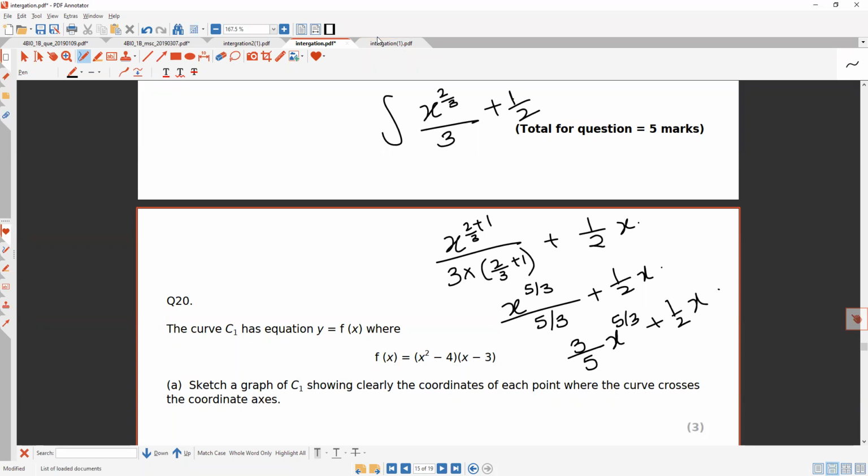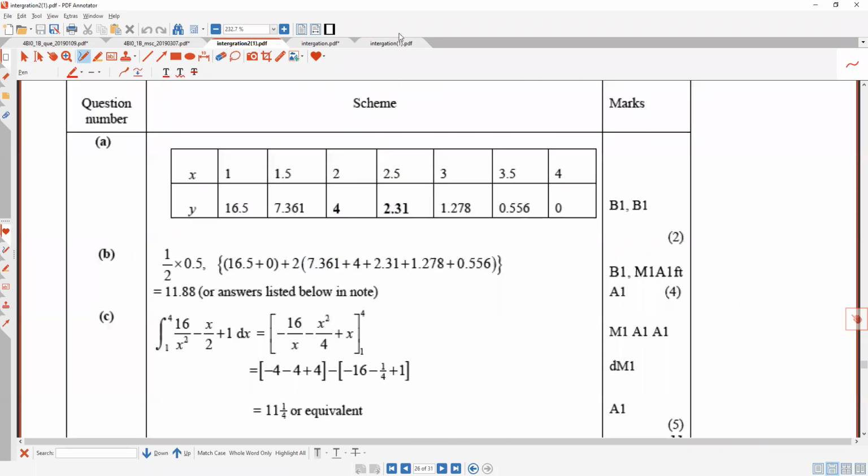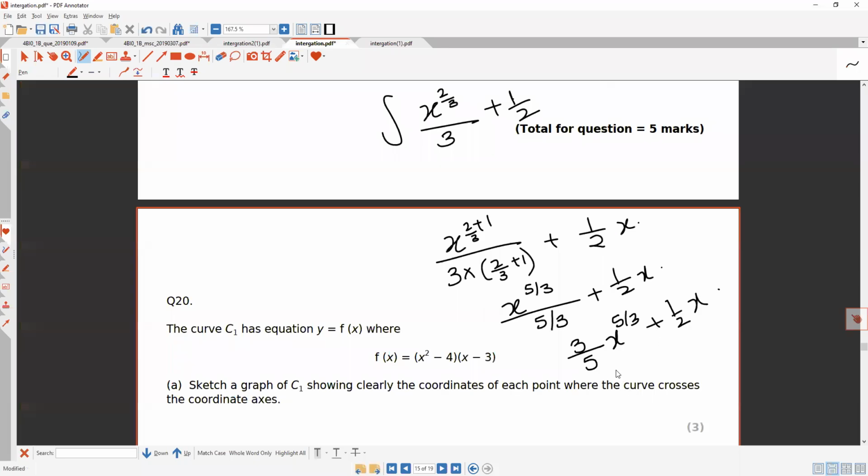I think, let me just check the answer. Okay, they got 1 by 5 here. Okay, there is some mistake. Let me check. 1 by 5, yeah. Oh yeah, I have a 3. Yeah, I have a 3 here. I forgot about that 3 part over here. So there is a 3 here. So 3 gets cancelled. It's 1 by 5 plus half x. Okay, everybody clear with this as well?